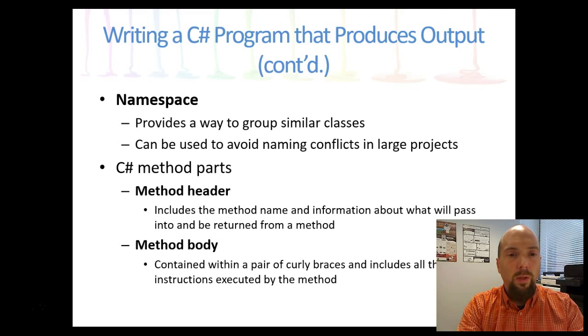C# allows what is called a namespace, which is just simply giving a name to the memory location where all of my similarly used classes are going to be stored. So if I want to create an object like a form, I would give it a namespace, and then all of the buttons and all of the text boxes and everything that is on that form would be stored in the same area in memory.